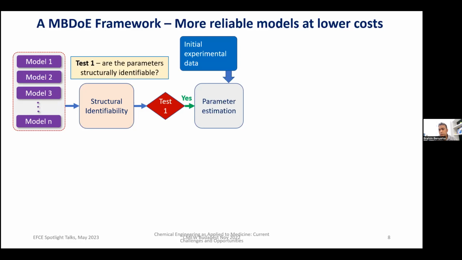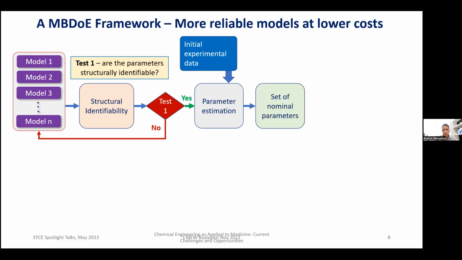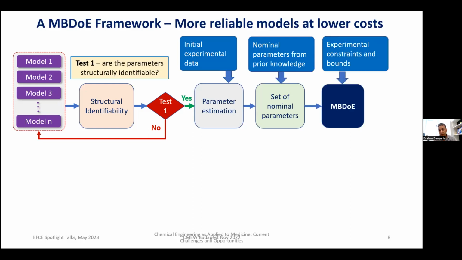Then we may use some initial experiments that can also be available in the literature, but if we are developing a new drug, that means we have to run some preliminary experiments, which will help us determine the initial parameter estimates to be more precise. So with this, as I mentioned, you can have different loops, and these parameters will become the nominal parameters based on which we can develop a model-based design of experiment.